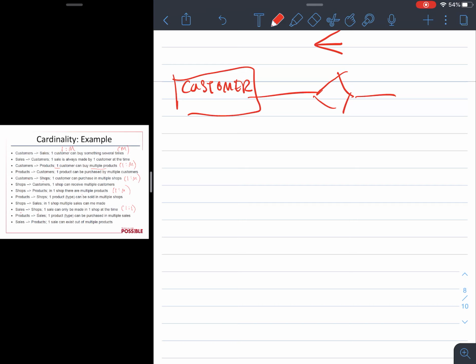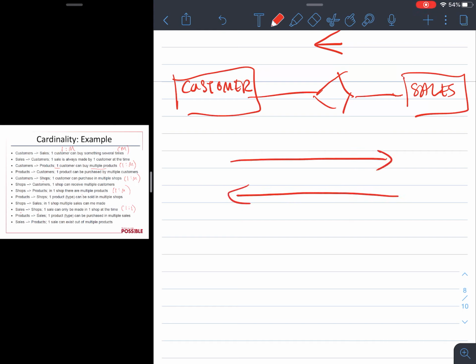Sometimes you cannot determine how to put the relationship. Sales. Okay, this is how you read it. You read it from left to right first, and then you read from right to left. You always have to start from one whenever you want to start.